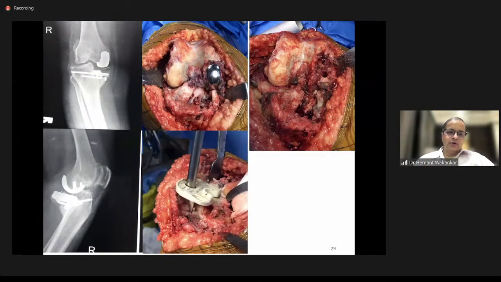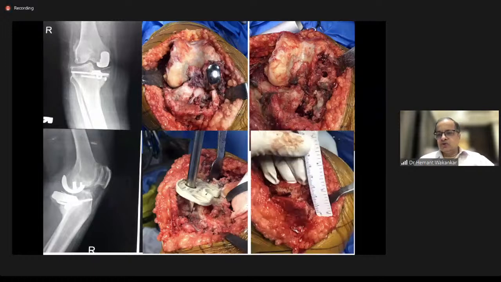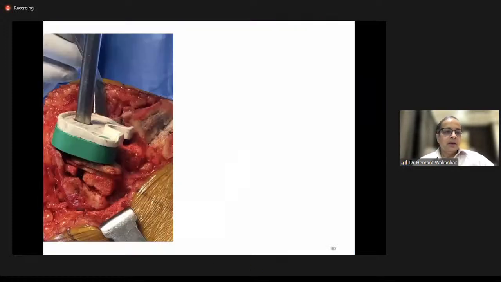And this is after putting the trial component with the stem in. You can see the massive defect that one is going to be left with. This is almost 3 centimeter depth of the defects. And all the grafts that are available, all the condyles were put together and placed one on top of another and fixed with transfixing screw across. And even in spite of that, you needed to use augmentation block.